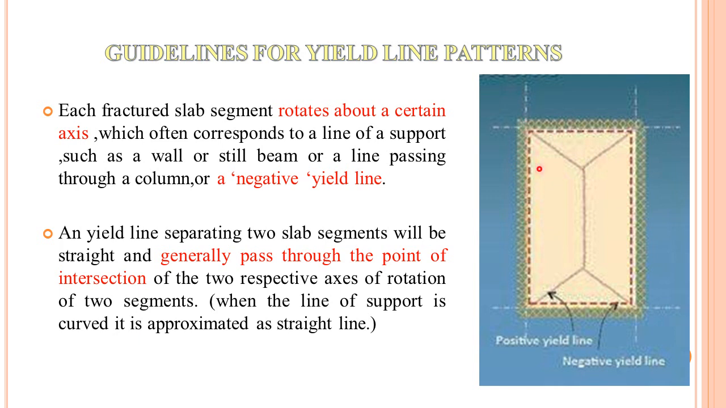For example, we have a column here. In the case of a flat slab, we don't have a beam. So in that case, the line that is passing through the columns is often considered as the rotation axis. Then the yield line separating two slab segments, we have one slab segment here and another slab segment here, generally passes through the point of intersection of two axes of rotation. This is one axis of rotation, this is another axis of rotation. So the yield line which divides the two slab segments will pass through the intersection of these two axes of rotation.